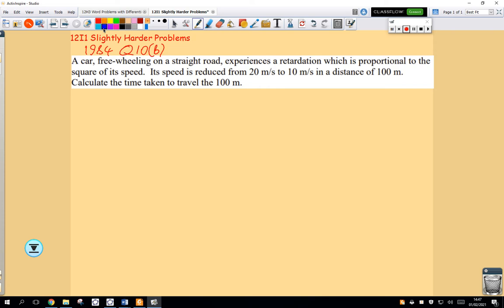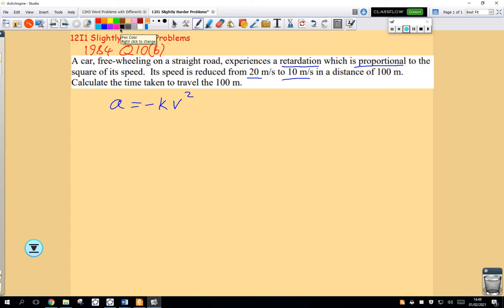It experiences a retardation, that's a slowing down, which is proportional to the square of its speed. And two variables are said to be proportional if one is a constant multiple of the other. So the acceleration must be a constant multiple of the square of its speed. I'm going to use v for velocity. The other thing is its speed here is positive. Its velocity, positive velocity, well, that means a slowing down would mean a negative acceleration. So that's going to be our equation. Everything is going to come from this.